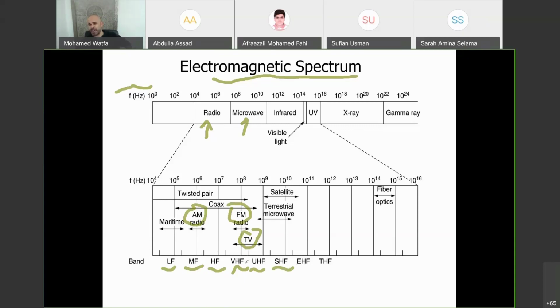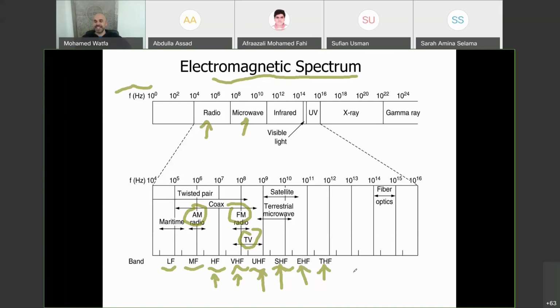Anybody knows what they stand for? What is VHF? This was high frequency. What is this? Very high frequency. What do you think UHF is? Ultra high frequency. What do you think SHF is? Super high frequency. Super. E? Extreme. Extreme. D? I have no idea. You got most of it.